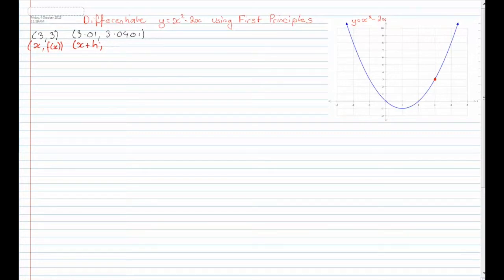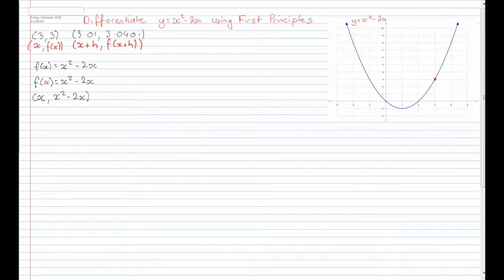And when you substitute in x plus h, you're going to get f of x plus h as an answer. Okay, so what does this mean in general terms? Well, we're going to substitute into the equation f of x is equal to x squared minus 2x. First of all, for our first point, we're going to substitute in x. So you get f of x is equal to x squared minus 2x. Okay, so that hasn't actually changed. So you end up getting the coordinates x and x squared minus 2x.